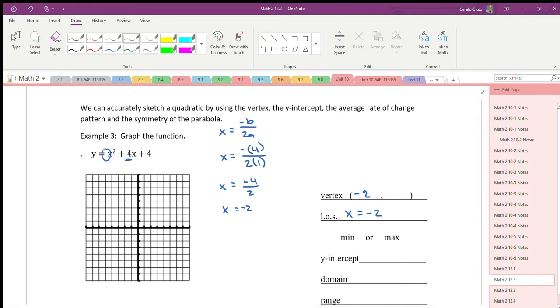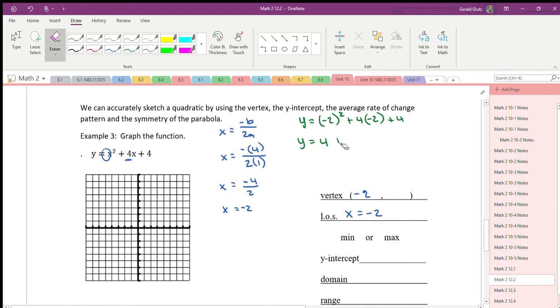So then I'm going to find the y value of the vertex. So if I know that x is -2, and I got an equation over here, I can do y equals, instead of x, I'm going to write -2. So -2 squared plus 4 times -2 plus 4. -2 squared is +4.